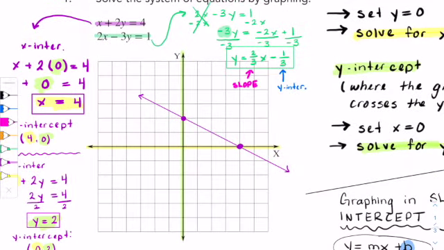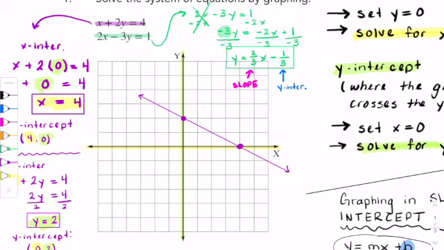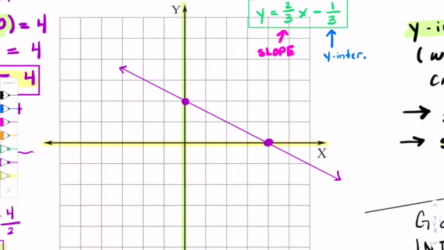When I come down to my graph, first I'm going to graph my y-intercept, which is negative 1/3. So do your best to be accurate with this point. I would say it's about right here.